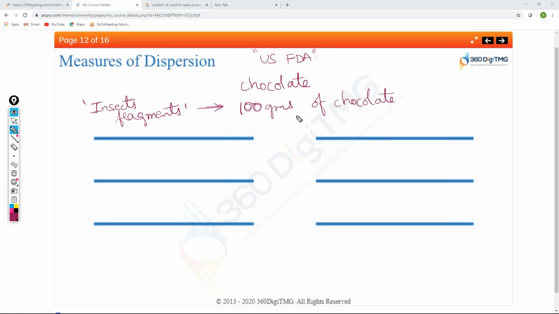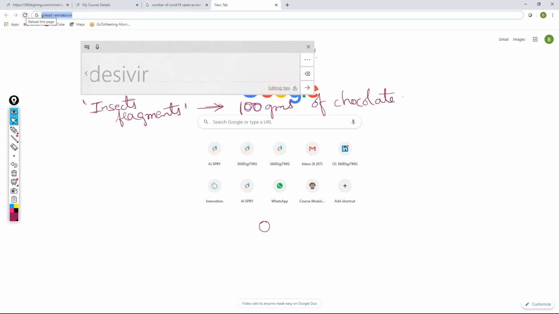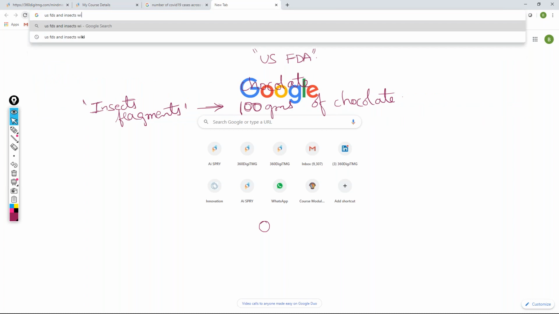What is that count beyond which it's not permitted? Any thoughts? I'm sure you all want to say 0, but it's certainly not 0. When I say insect fragments, I'm speaking about the eye of a housefly, the head of a housefly, the neck of a cockroach. So let me search: US FDA and insects, Wikipedia.